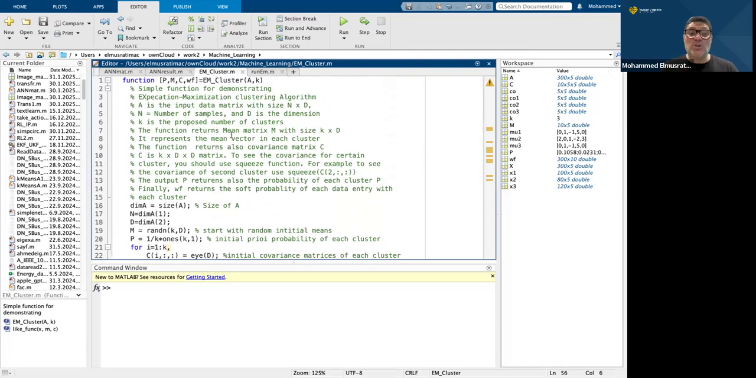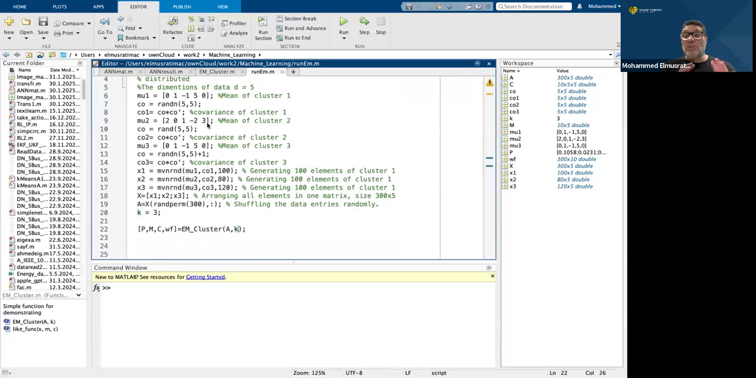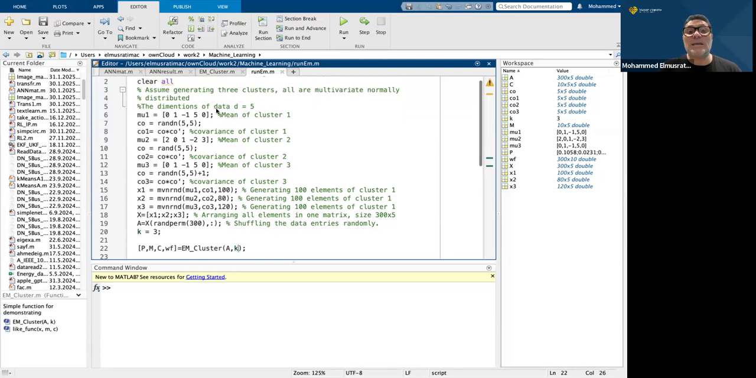And how does it work? I also wrote another code to run this expectation maximization clustering algorithm. So this function will run this EM algorithm in a simple case. In the beginning, I clear everything, and then for the purpose of testing the algorithm, I defined the data which has dimension of 5.